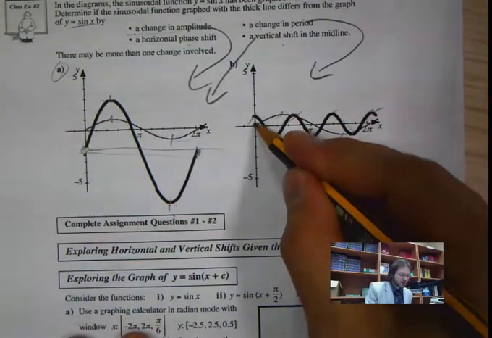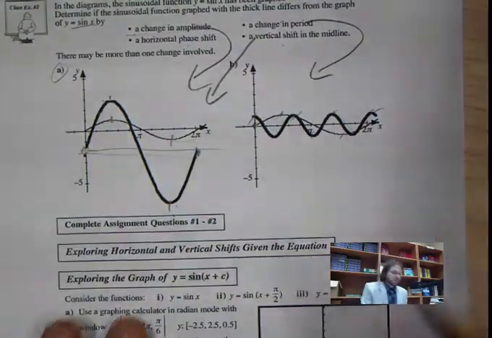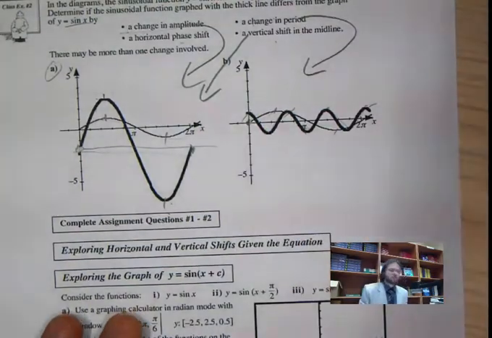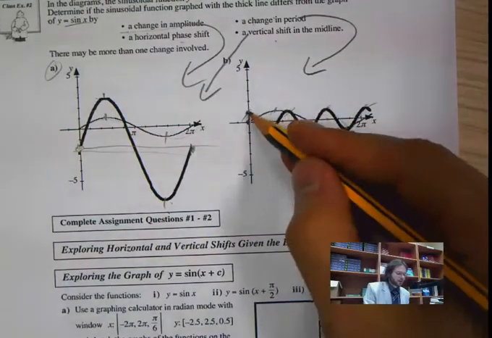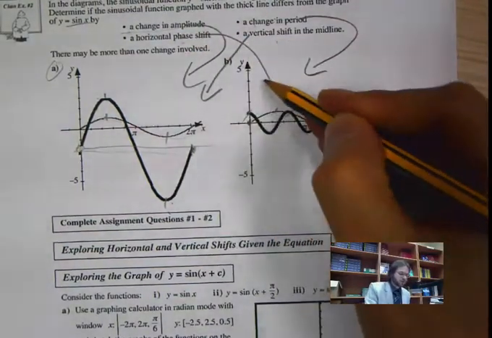Well, this one here starts at my median, like where it crosses the midline. This one starts at a max. My maximums don't line up, and it starts at a max. So there is a horizontal phase shift.